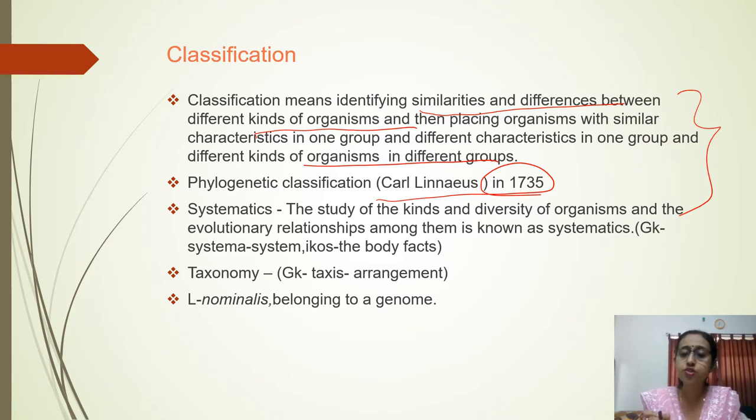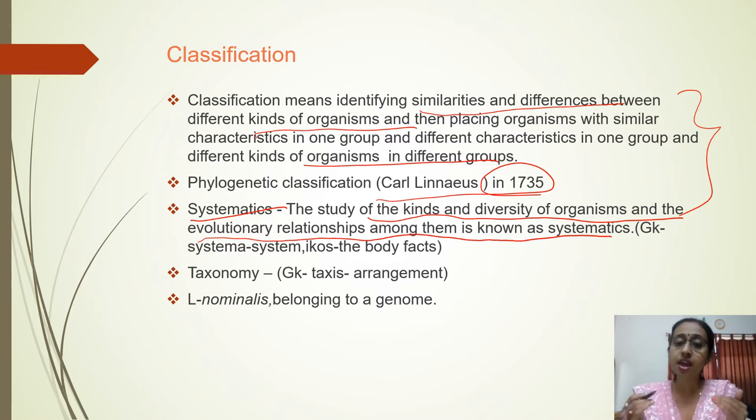Now, we are to know a few definitions of a few important things like systematics. What is systematics? The study of kinds and diversity of organisms, and the evolutionary relationships among them, is known as systematics. These terms are derived from the Greek word systema, meaning system. Is it clear? Next comes, what is taxonomy.